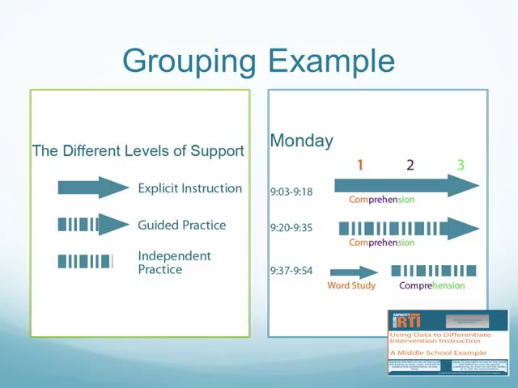The symbols on the left describe the different levels of support the groups are receiving during their support time. The solid arrow is the time the students are receiving explicit instruction. The striped arrow is the time the students are receiving guided practice, and the striped rectangle indicates the time the students are working independently. The right side of the screen shares Monday's schedule. The teacher first works with all of the students explicitly on a selected comprehension strategy, and then provides time for guided practice. While groups 2 and 3 begin to work independently on the strategy, she begins working with group 1 explicitly with word study.